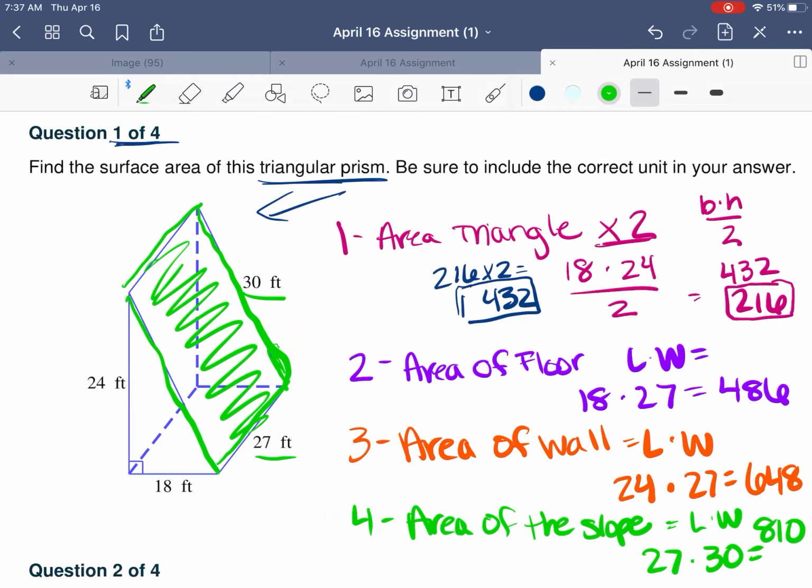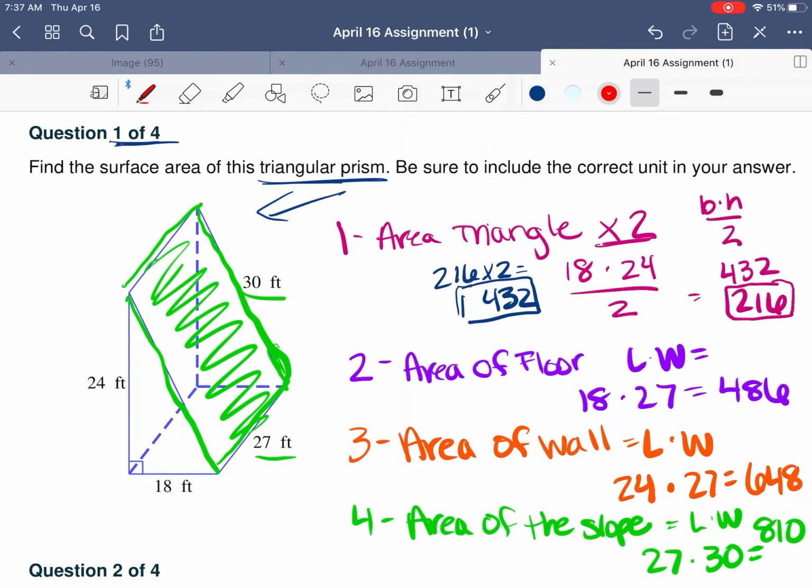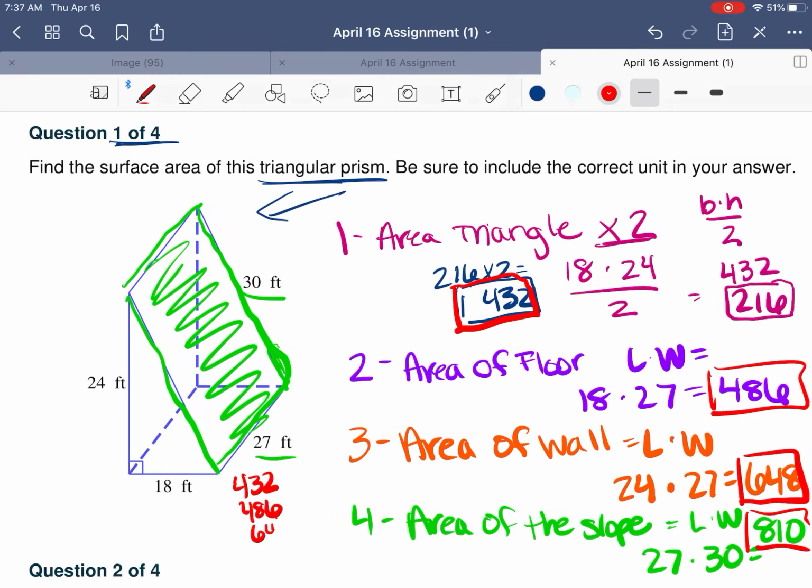Okay, so now I have each one of those spots. Let me say it really quick. Remember, this was the first one, 432. This was the second one, 486. The third one, 648. And the fourth one, 810. So what I want to do is take those different measurements: 432, 486, 648, and 810, and add all those together.